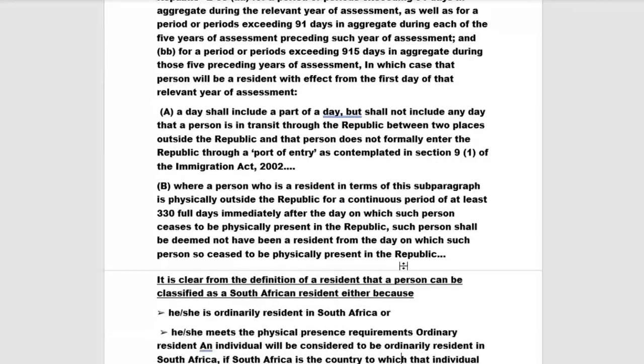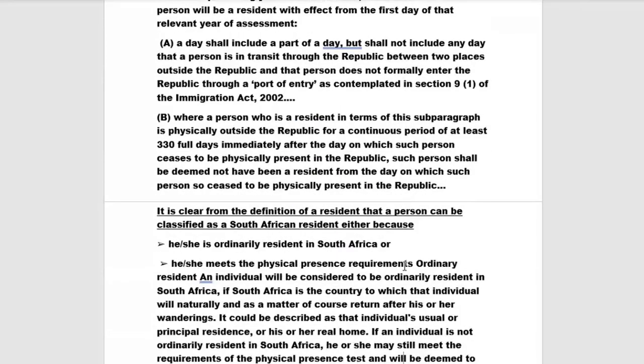Right, it further says that where a person who is a resident in terms of this subparagraph is physically out of the Republic for a continuous period of at least 330 full days immediately after the day on which such person ceases to be physically present in the Republic, such person shall be deemed not to have been a resident from the day on which such person so ceased to be physically present in the country. I think that's actually in the 5 year period.